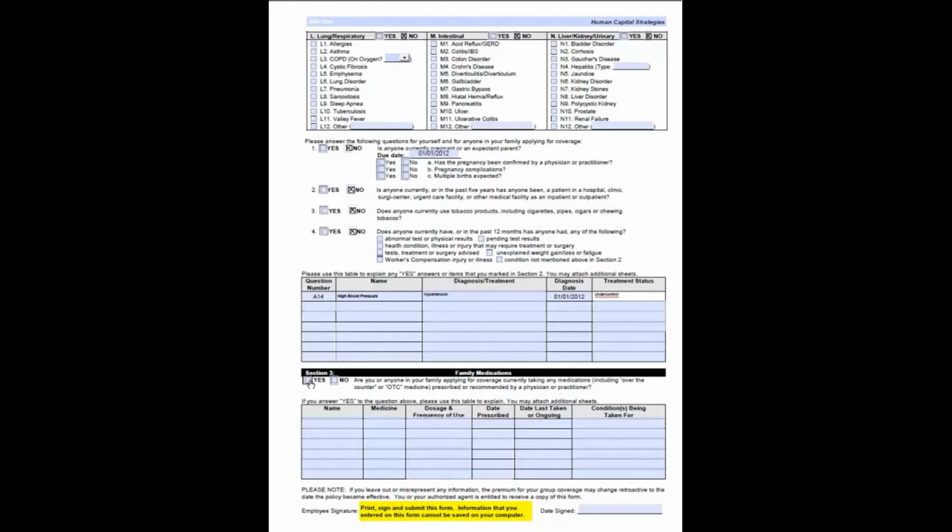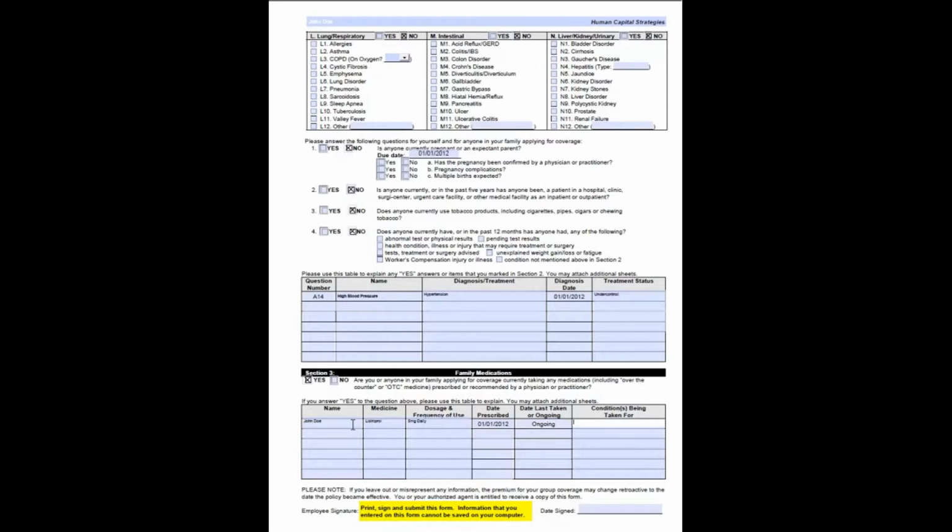Section 3, medications. You're going to put the name of who is taking the medication. You're going to put the actual medication name, and then how often and what the dosage. In this case, it's going to be John Doe, and he takes lisinopril, and he takes 5 milligrams daily. The date he was prescribed was when he was diagnosed, January 1st, 2012, and it is ongoing in this particular case. And again, the condition is for high blood pressure.